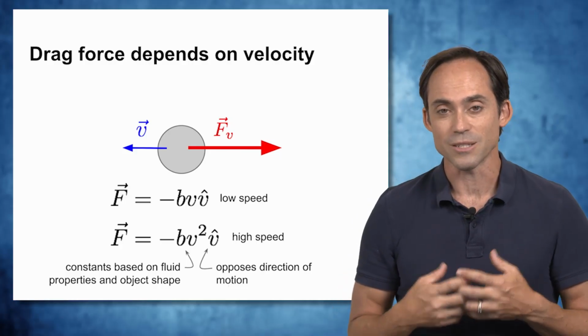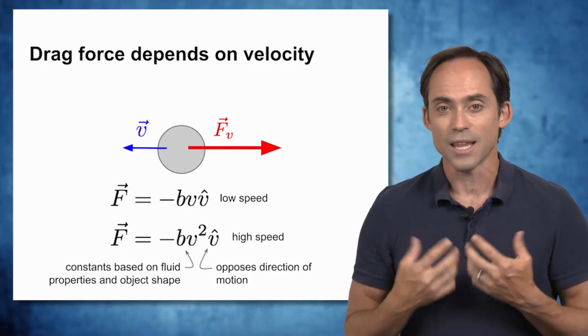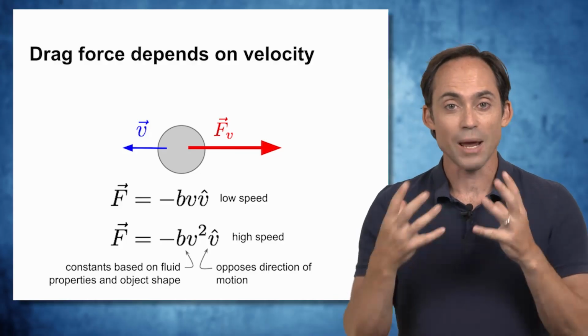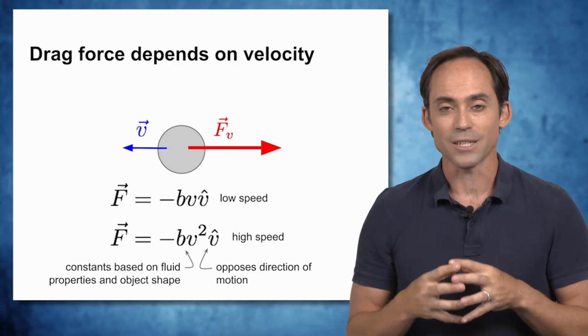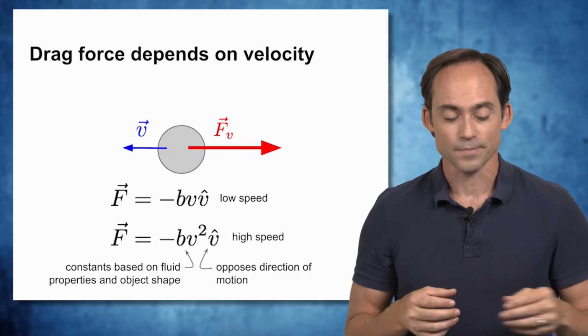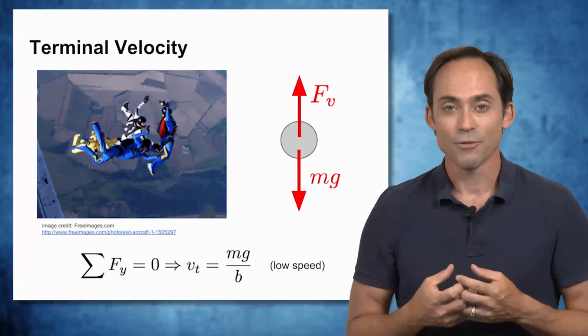At sufficiently high speeds, we actually get a much steeper dependence of the viscous force on velocity. It depends on velocity squared, and we have a slightly different force constant in front. But in the end, that constant is based on the properties of the fluid and the shape of the object as it moves through the fluid, and those two terms are compacted into this one constant that describes how things move through fluids.